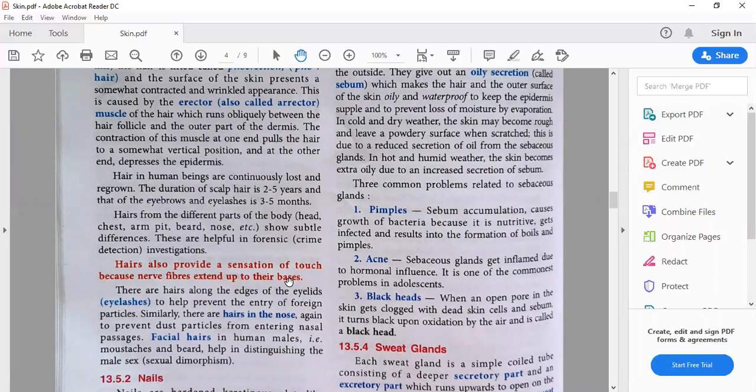Yes, but it happens. Okay, there are hairs along the edges of the eyelids, called eyelashes. They help to prevent the entry of foreign particles. Then there are certain hairs in the nose. It is also preventing what? Dust particles. Then facial hairs in human males, like mustaches and beard, help in distinguishing male and female.